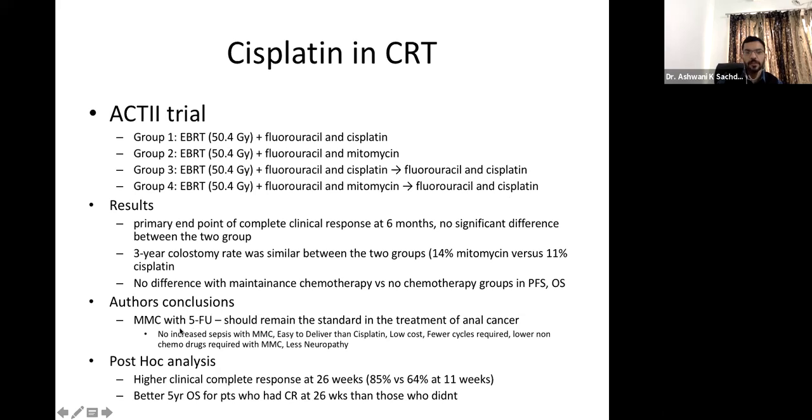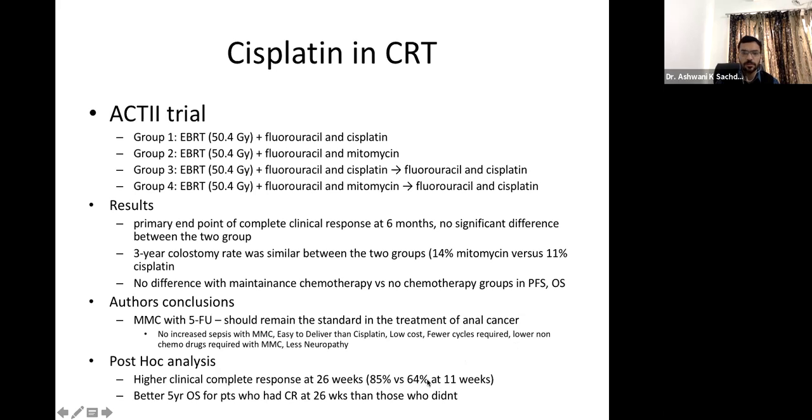But in the end, the authors concluded that mitomycin should be used in contrast to cisplatin because of better handling with mitomycin C. There is no increased sepsis with mitomycin C. It is easy to deliver compared to cisplatin. It is associated with low cost, fewer cycles were required, lower use of non-chemotherapeutic agents, and less neuropathy. So mitomycin C is still the drug of choice to be used with EBRT.